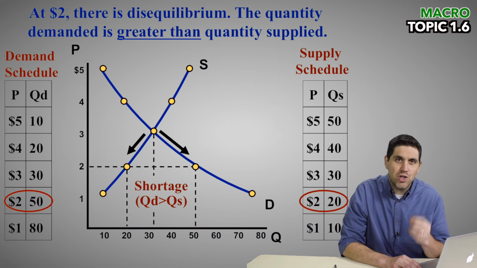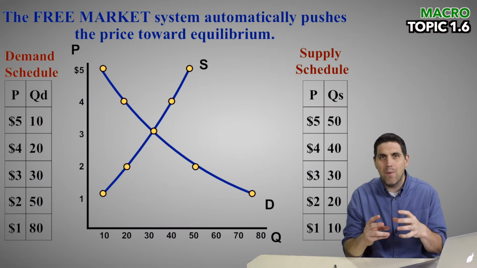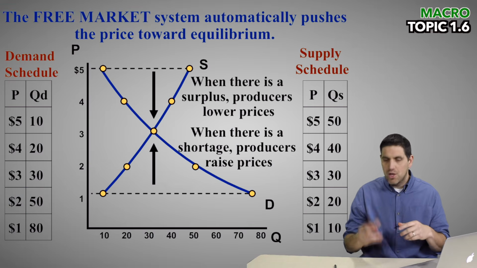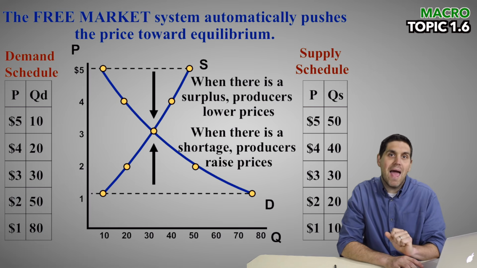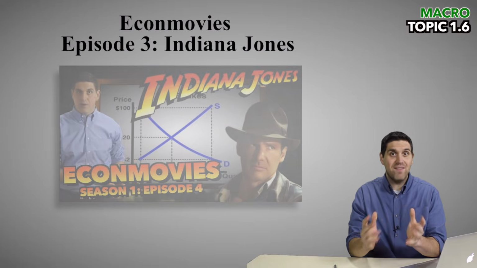Now, a surplus and a shortage might happen in a market, but they don't stay that way. Equilibrium happens for a reason. A shortage pushes the prices up, a surplus pushes the prices down, and a market should be at equilibrium unless something weird's happening.